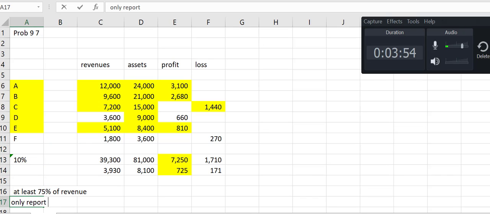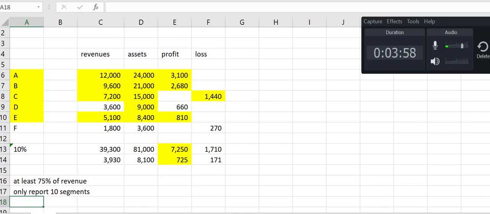I can't imagine the math ever working on this, but there is a limitation that you only have to report 10 segments. I'm not sure how you could have more than 10 segments that would meet all these tests. I guess there might be a way. And then, yeah, basically, if you look back to the book, it tells you what you need to report. Simply is it's most of the subtotals from your financial statements.